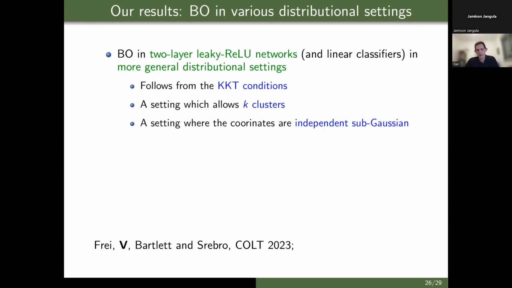And then in the second setting, we considered data which is sub-Gaussian, where each coordinate in the data is an independent sub-Gaussian, and we showed that under certain conditions on the covariance matrix, we get benign overfitting. Both of these distributional settings are more general than the setting of two opposite clusters in the sense that they include this previous setting as a special case. Okay, so this is one result about benign overfitting.